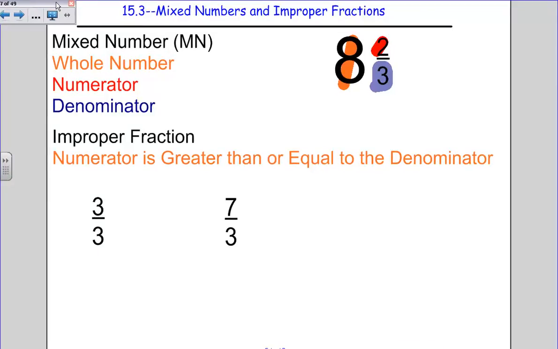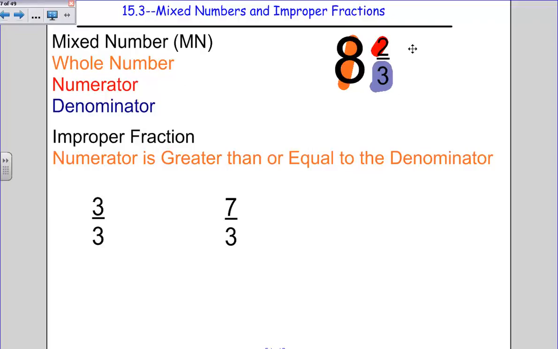Hi all. Today we're looking at mixed numbers and improper fractions. So we're going to be looking at how do I make an improper fraction into a mixed number and a mixed number into an improper fraction. So first of all, important things I need to know.